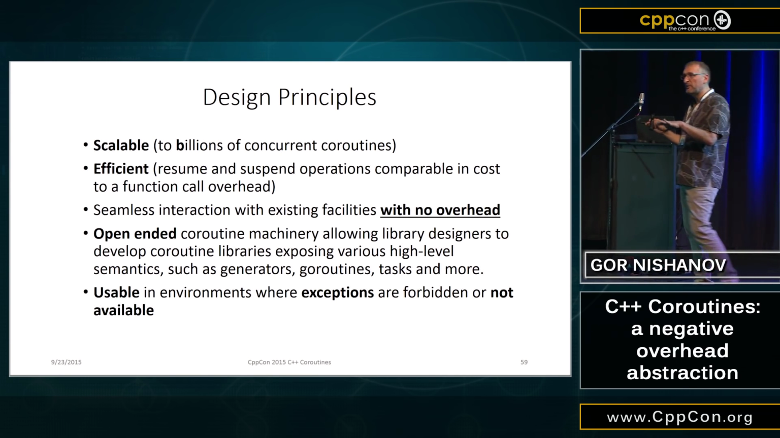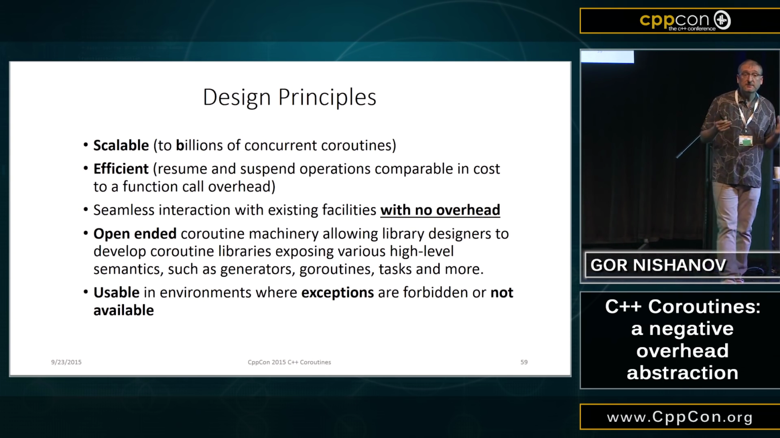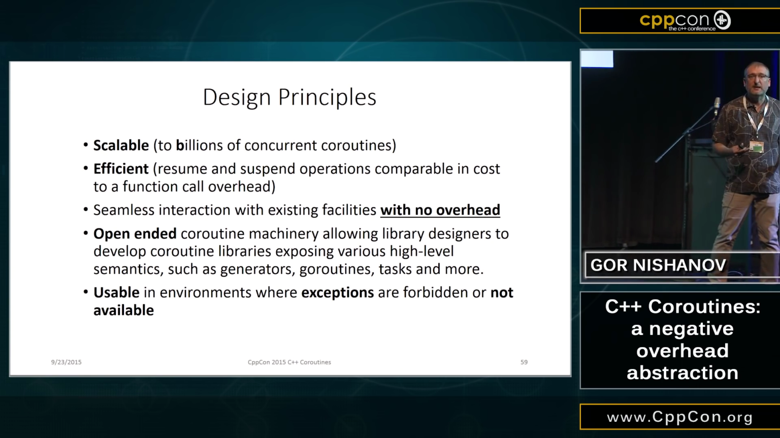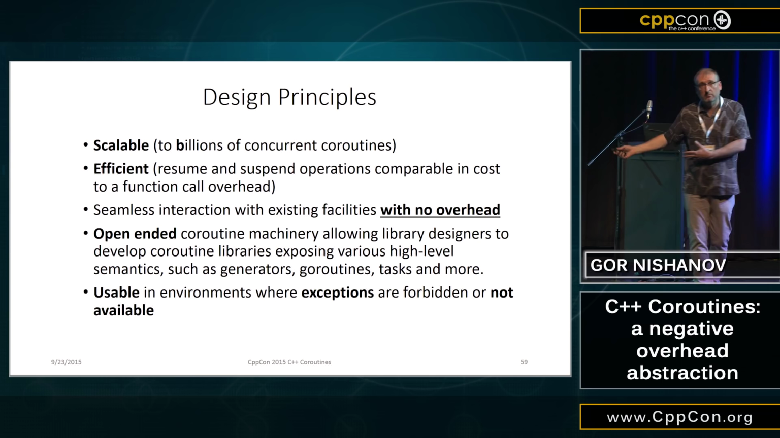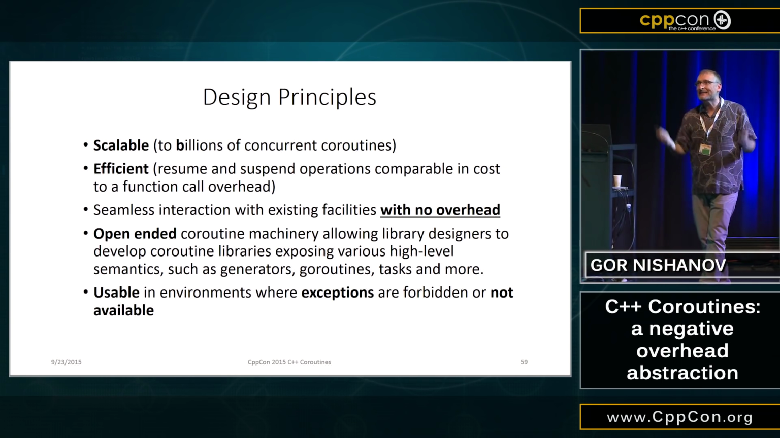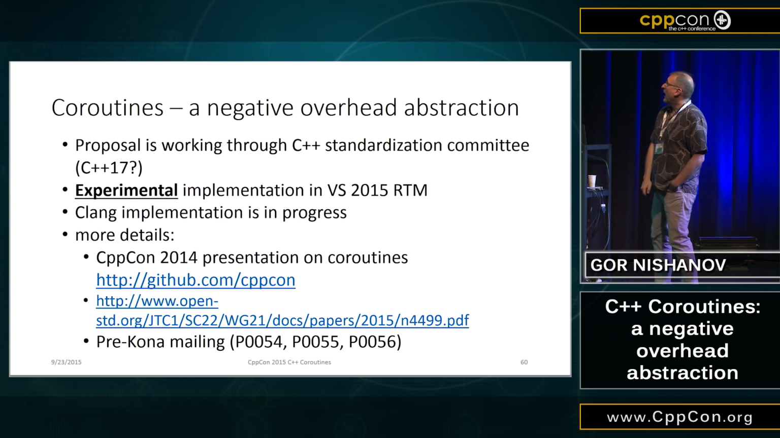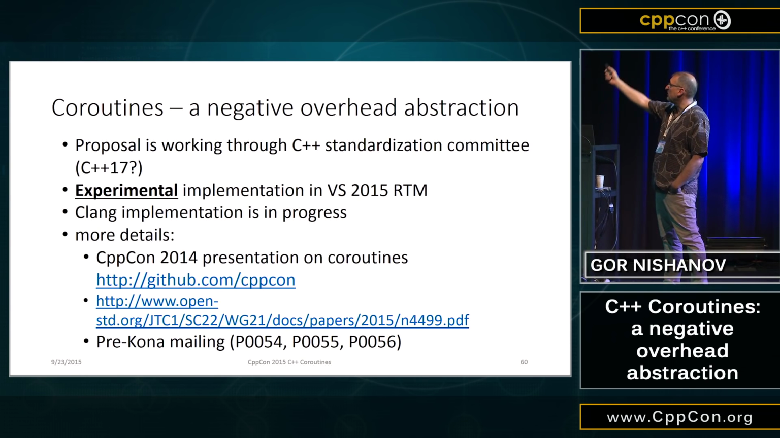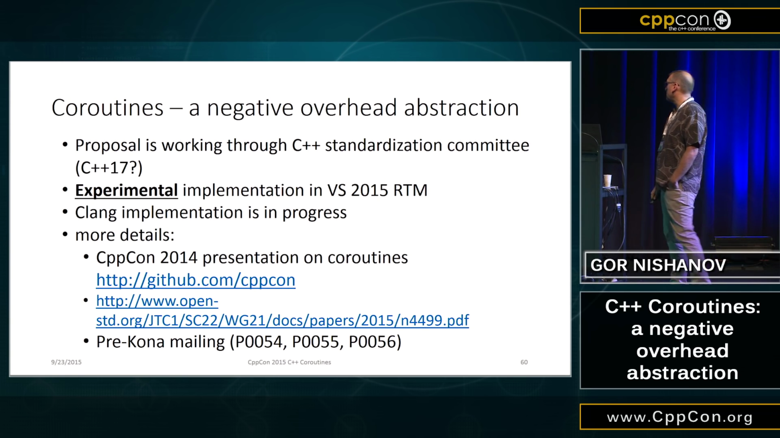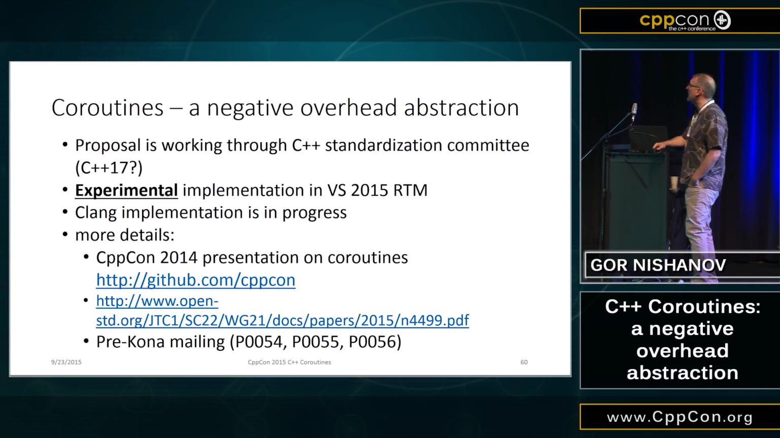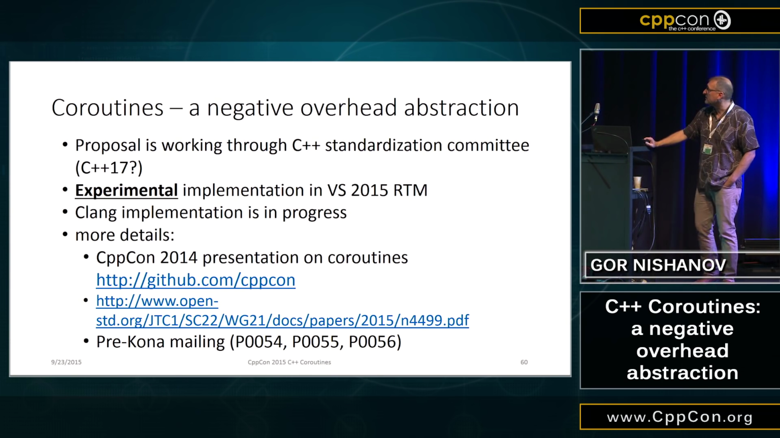Even though my example before was showing exceptions, you can actually use coroutines in environments where you cannot use exceptions, like kernel mode drivers. They need help, so this is the help. There should be no reason for you not to use coroutines when you have them in the language. And there is a proposal going through the C++ standardization committee. There is an experimental version in RTM Visual Studio 2015. Clang implementation is in progress.